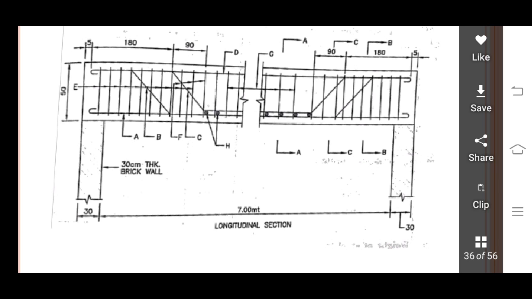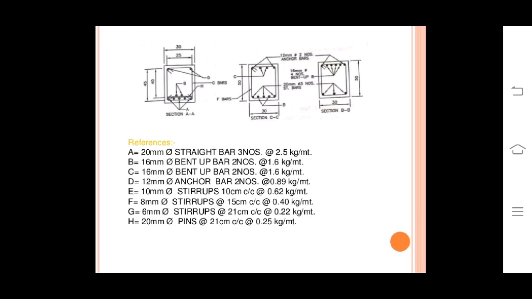This shows the longitudinal section of the beam. The beam is provided with top bars, bottom bars, and stirrups along with bent up bars. These are some details of the cross section of stirrups, which shows the bottom bars provided are 5 in number, top bars are 2 in number, and there are 2 bent ups. The following detailing is given.